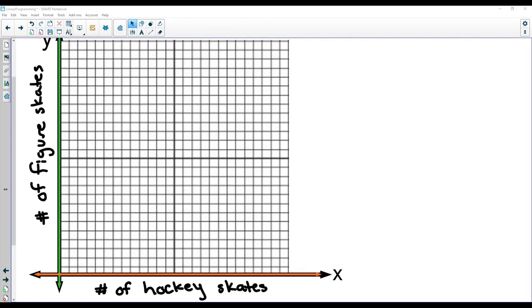So now, as you see, we have our green inequality of x is greater than 0 and our orange inequality, which is y is greater than 0. We will shade after all of the lines are on the graph. Now I'm going to take a second and graph 2 more lines, the information about as many as 60 pairs of hockey skates and 45 pairs of figure skates.